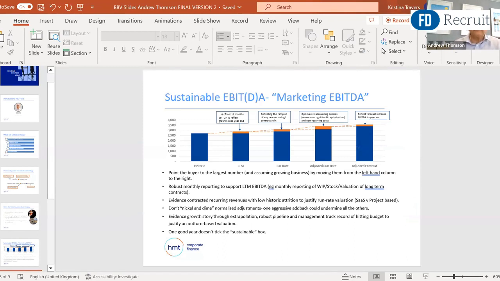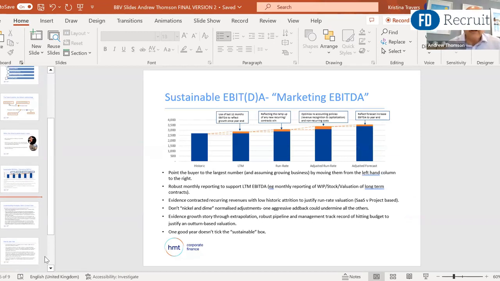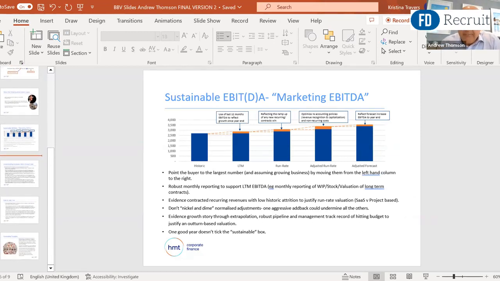So the first constituent is sustainable EBITDA or marketing EBITDA. A buyer would typically want to bid for a business off the historic EBITDA. That could be last year's reported numbers. It could be the average of the last three. And what you want to do is point the buyer to the largest number, which, assuming it's a growing business, is by moving them from the left-hand column to the right-hand column on the table above.